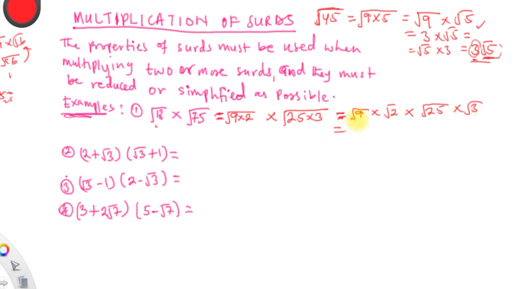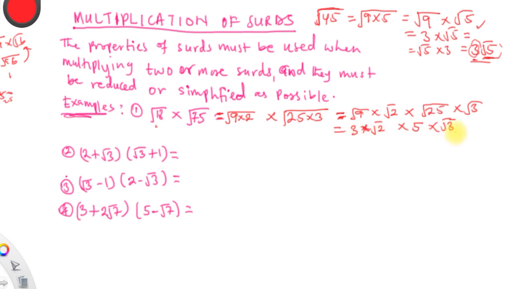Okay, so what is the square root of 9? The square root of 9 is 3, times the square root of 2, which is simplified completely. Then times the square root of 25, or 5, times the square root of 3. So this is a rational multiple: the rational number 3 is multiplying this surd, and the rational number 5 is multiplying this surd.